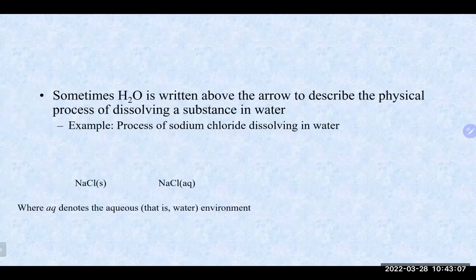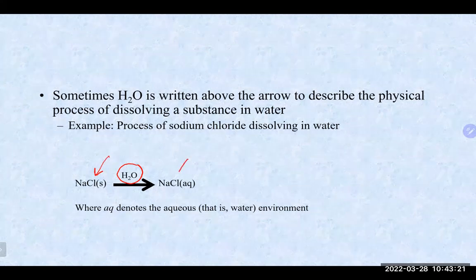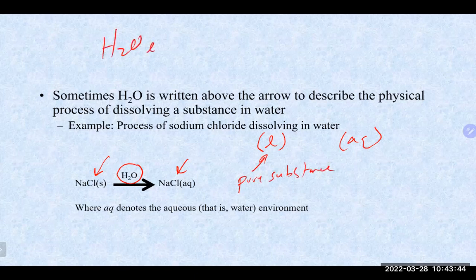Another common process is taking something, for example, and dissolving it in water. And sometimes you will see H2O written on top of the arrow to indicate that whatever you're taking, you're dissolving in water, and that is sodium chloride solid to sodium chloride that is aqueous. Aqueous means that it is a water environment. Sometimes people have a question of, what is the difference between, say, a liquid and something that is aqueous? And there is a difference. A liquid is really a pure substance by itself. So for example, if you just had water by itself, that is considered a pure liquid.